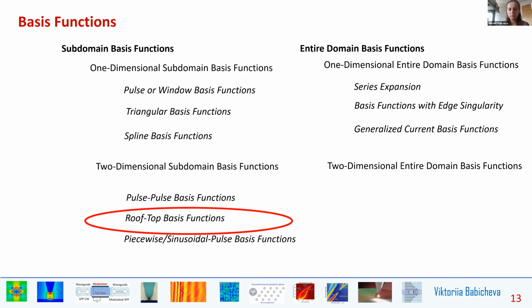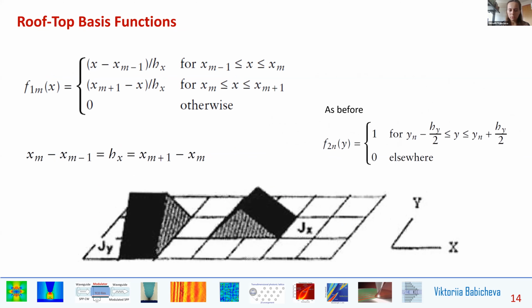Okay, so next is the rooftop basis function, and these basis functions are one of the most common two-dimensional basis functions. The rooftop basis function is a combination of a piecewise linear function along one direction and a pulse function along the other direction. For the piecewise linear variation along the x direction, we can write an expression like this.